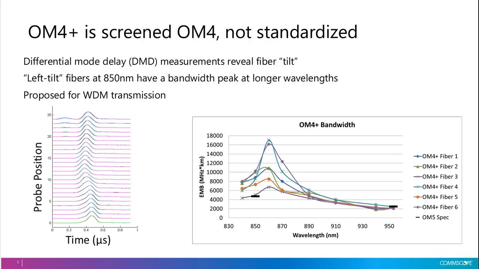So I have EMB versus wavelength for 6 different OM4 Plus fibers. You can see the EMB at 860 nanometers is higher than the EMB at 850 nanometers. So the thinking is these fibers could be useful for WDM transmission. If we have a left tilt, then we have a higher bandwidth at longer wavelengths. And for SWDM4 and BiDi, the additional wavelength channels are at longer wavelengths, so these could be beneficial for those applications.